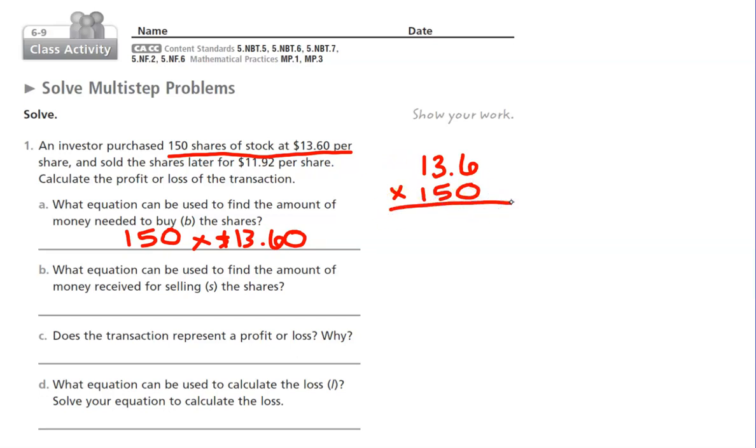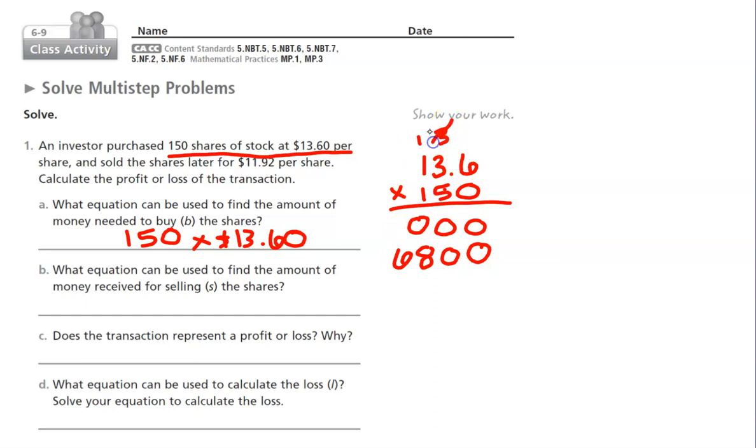Okay? So 0 times 6 is 0. 0 times 3 is 0. 0 times 1 is 0. Place value holder. And now I'm going to do 5 times 6, which is 30. So I'll bring down my 0, carry the 3. 5 times 3 is 15. 15 plus 3 is 18. So bring down the 8, carry your 1. And then 5 times 1 is 5, plus 1 is 6.